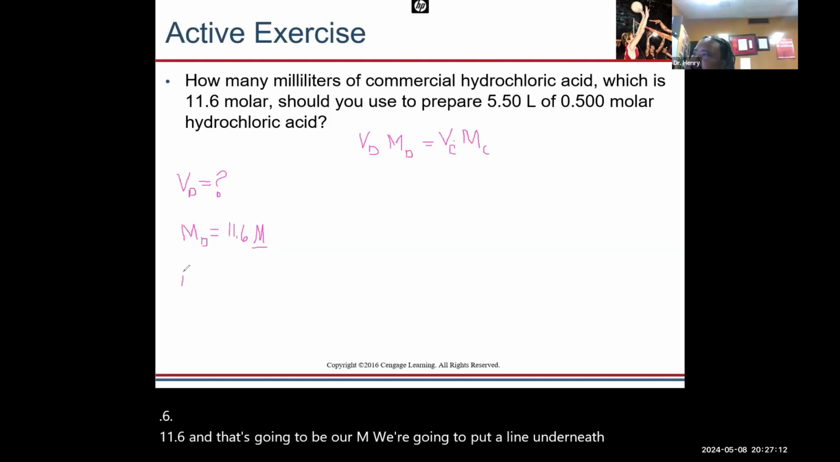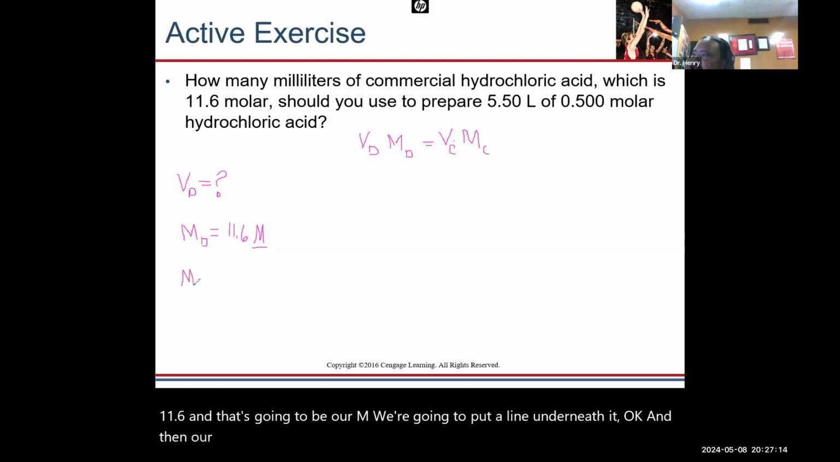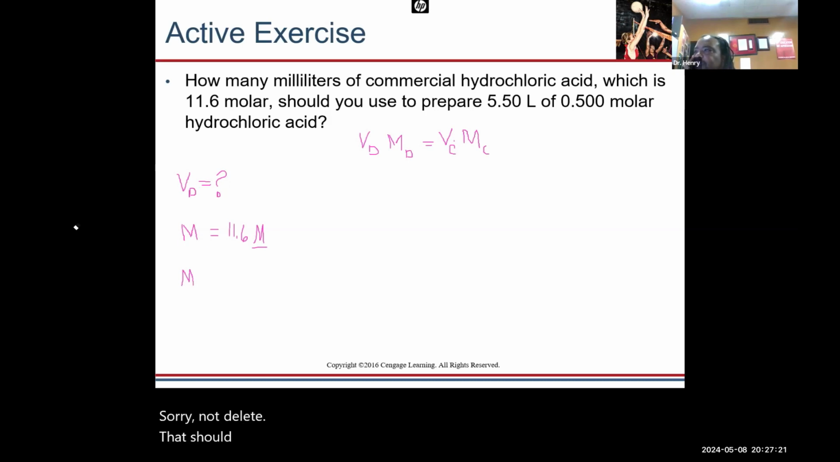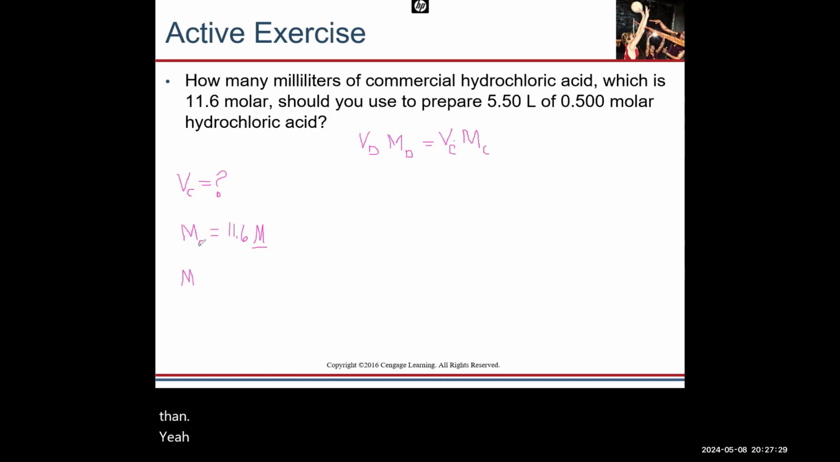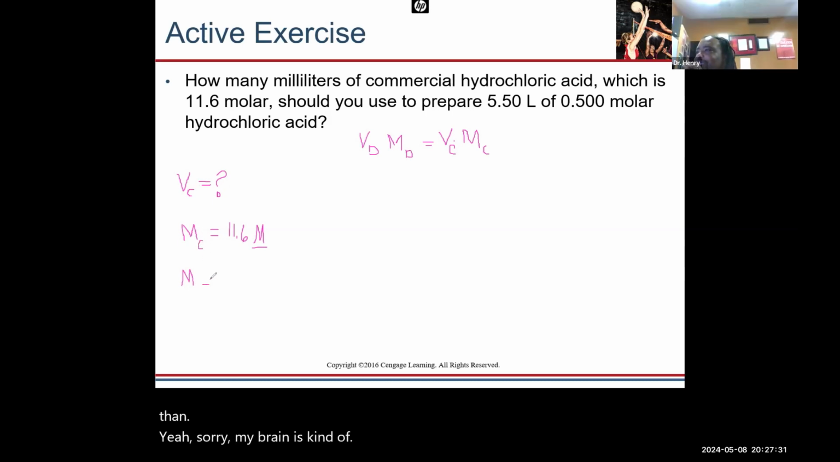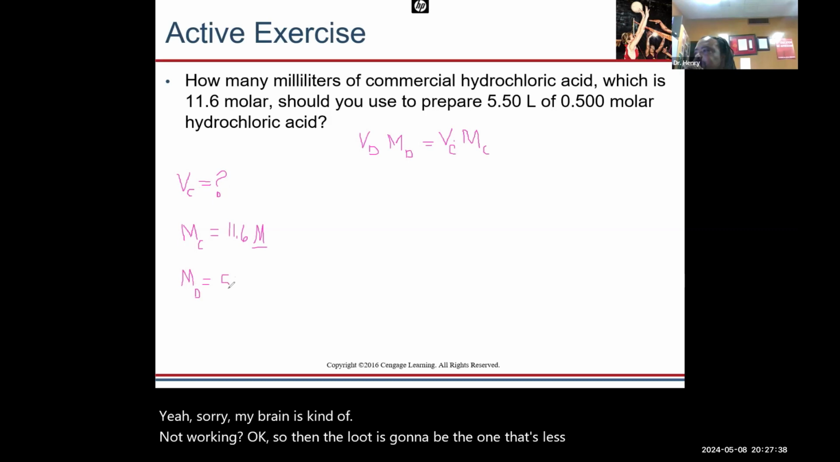Okay. And then our molarity, oh, sorry, not dilute. That should be C. Sorry. My brain is not working today. D is diluted, so that's less than. Oh, okay. Yeah, sorry. My brain is kind of not working. Okay, so then my dilute is going to be the one that's less.